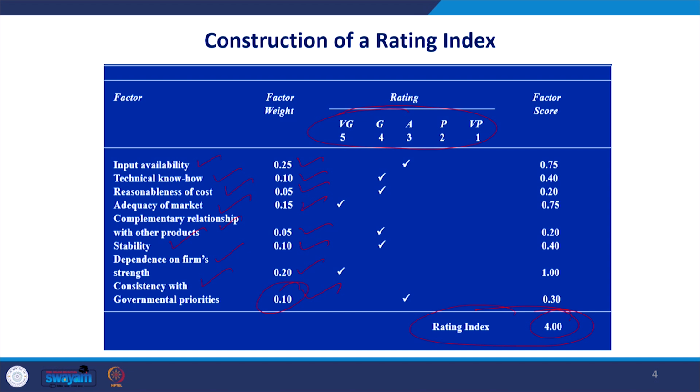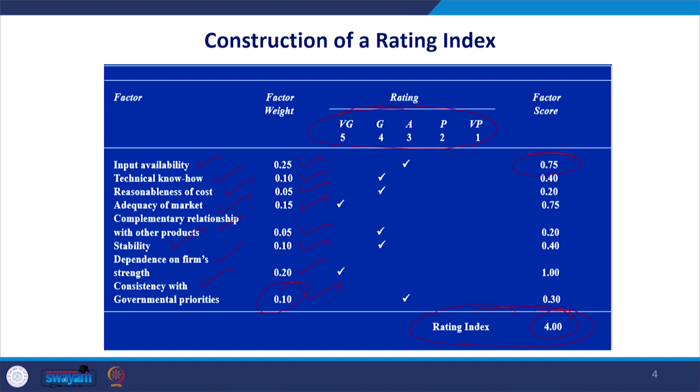These are the 5-point scale we have, and we have ticked where we feel that yes, it is something like that. So, in this case, input availability, we say factor weight is 25%, or maybe 0.25 out of 1, and then the response on the rating scale is neutral or kind of average, and the final value which we have taken here is 0.75.